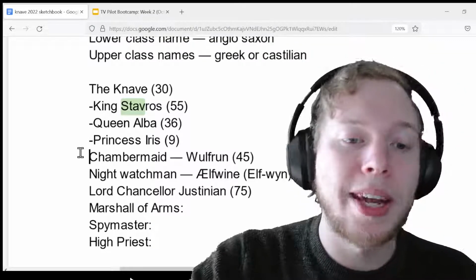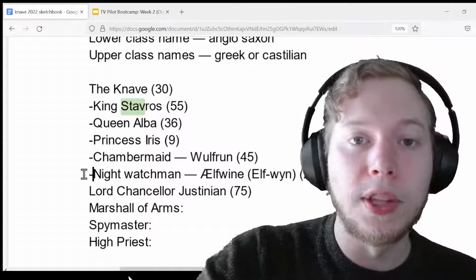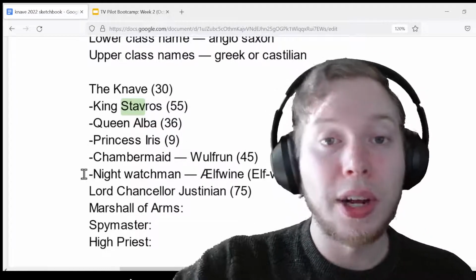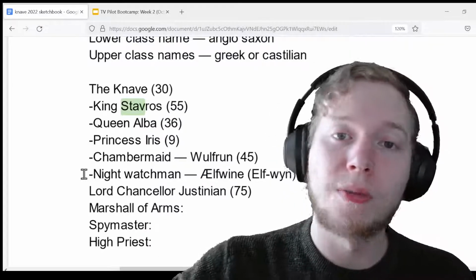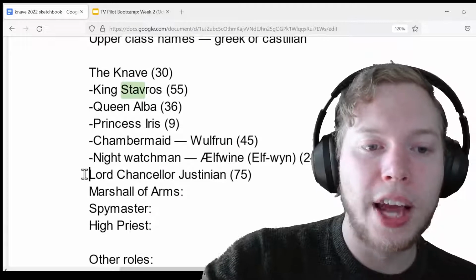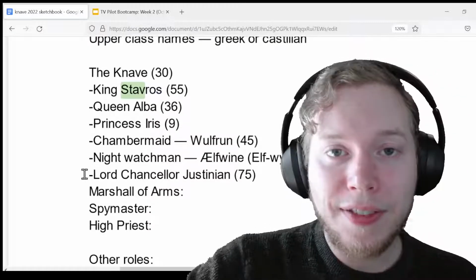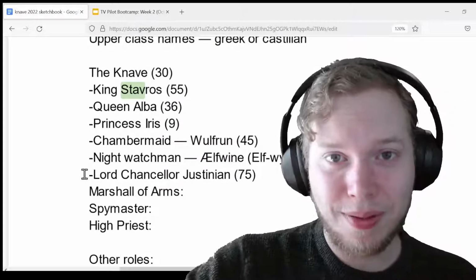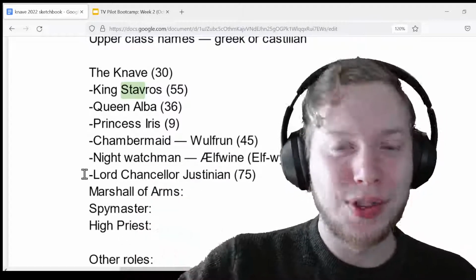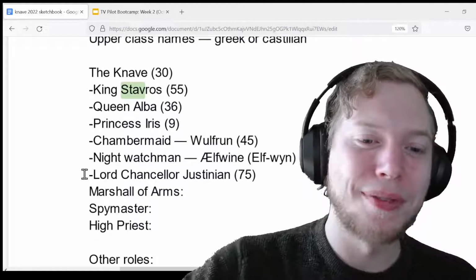We have a chambermaid and a night watchman who are going to play big roles in the pilot because they are going to be the members of the night staff who are starting this insurrection against the king. We have a Lord Chancellor who is kind of the king's second in command. He's 75 years old and he's an idiot, so he's like an antagonist, but a very ineffective one, who the knave is constantly running circles around, so just kind of a fun relationship there.